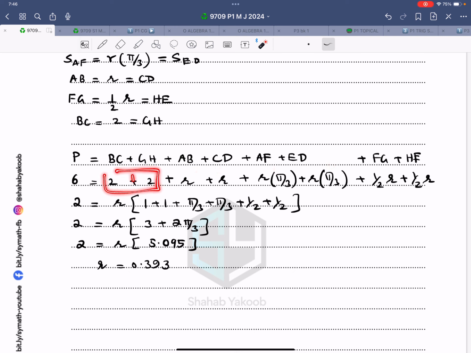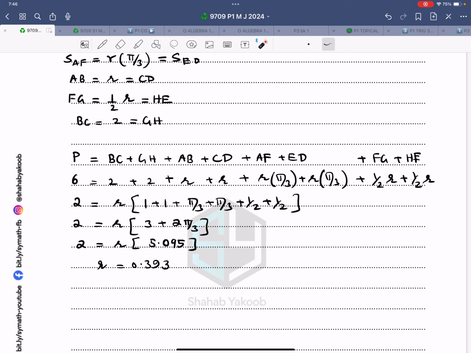This 2 plus 2 is 4. Take to the other side, 6 minus 4 is 2. From all these 6 terms, I have taken R common out. So that's 1 over here, pi by 3, half R. So 1 plus half, that is 3. And pi by 3 plus pi by 3 is 2 pi by 3.